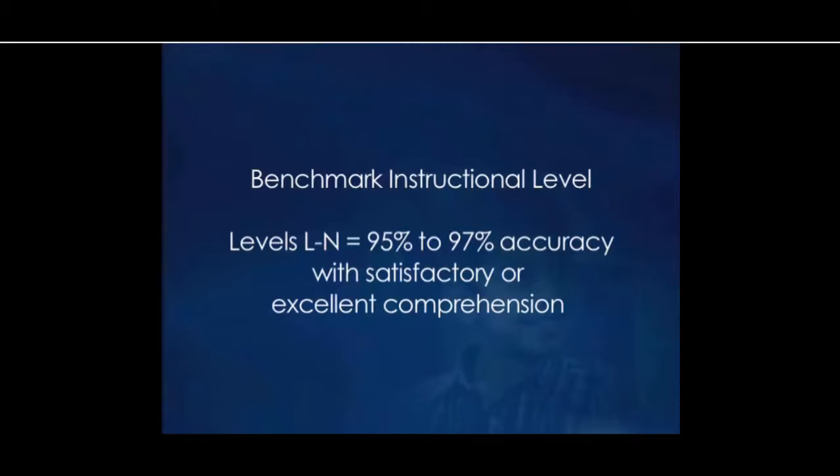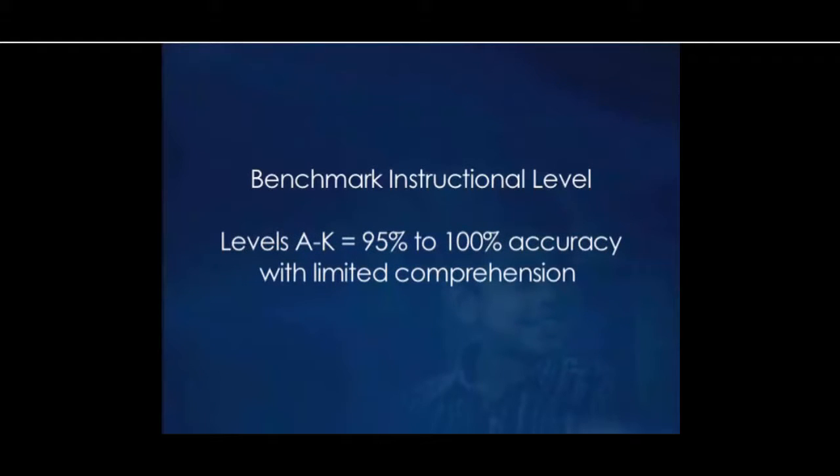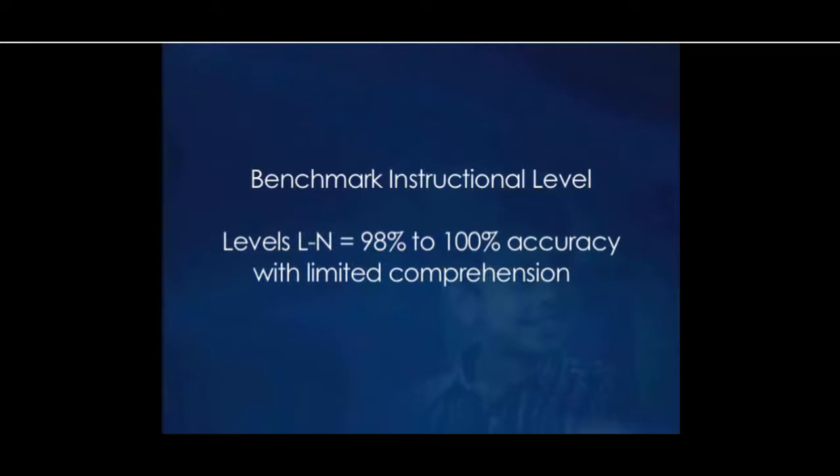Sometimes a student will read with very high accuracy and low comprehension. In this case, you can designate the instructional level as 95% to 100% accuracy with limited comprehension. At levels L to N, that would mean 98 to 100% accuracy and limited comprehension. Here you know that the reader is very good at decoding words, but needs to work on reading for meaning. Again, students may have read more than one book at the same accuracy rate and comprehension level, so be sure to identify the highest book level that meets these criteria as the benchmark instructional level.